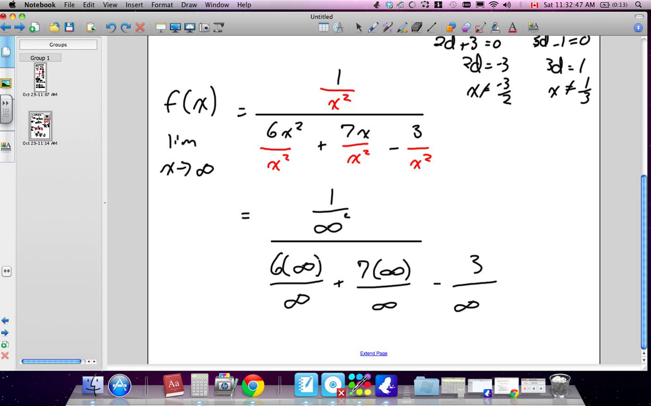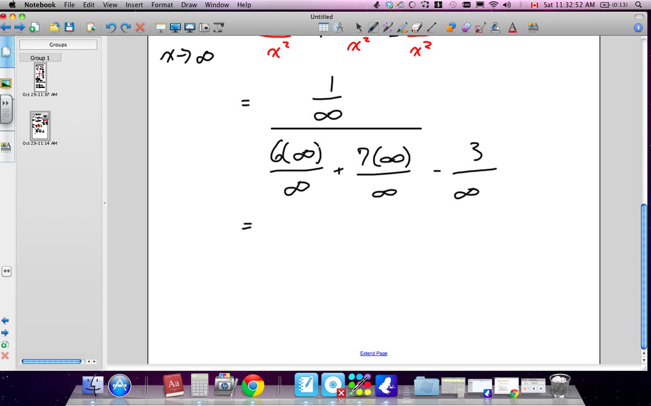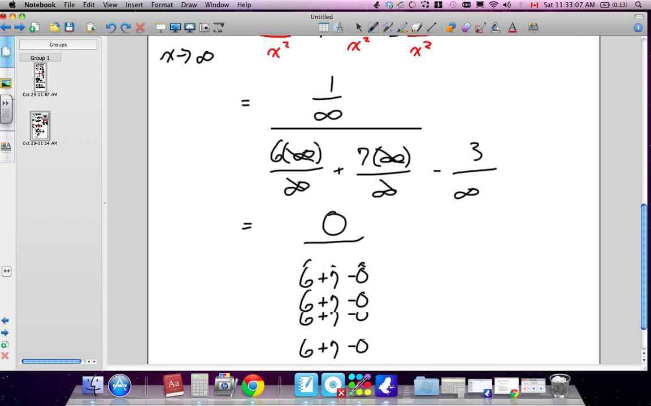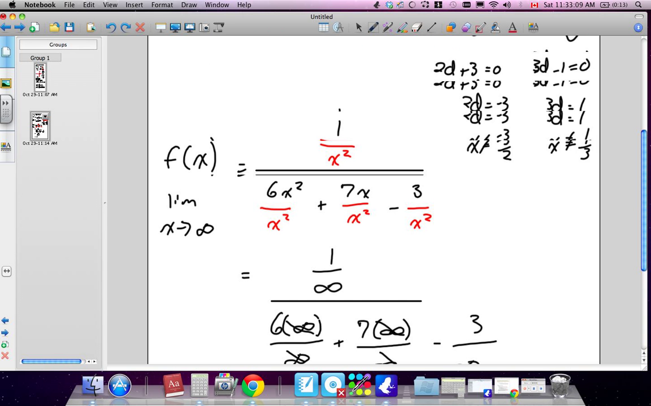What is 1 divided by infinity going to be? Infinitely small. So we know it's going to be 0. These infinities will cancel each other out, so we're going to have 6 plus 7, that's going to be 0 minus 0. But what is our answer going to be in the end? 0. So what's our horizontal asymptote? 0. Yeah, so y cannot equal 0.